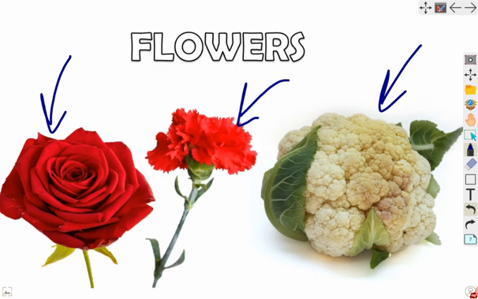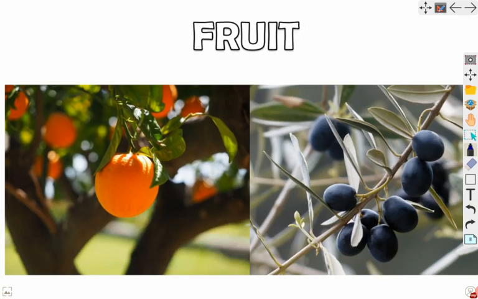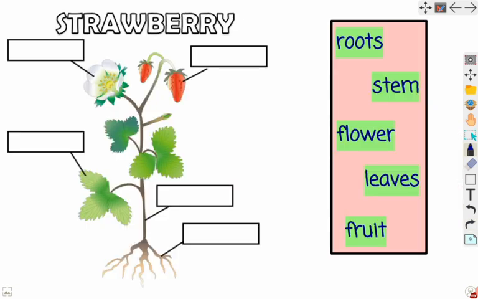Very interesting, isn't it? And now we've got some fruits. The plants make fruit. They give us fruit, all right? For example, this orange is a fruit, and these olives are fruit as well. Let's see here. Let's play this little game about the parts of a plant. This is a strawberry plant.